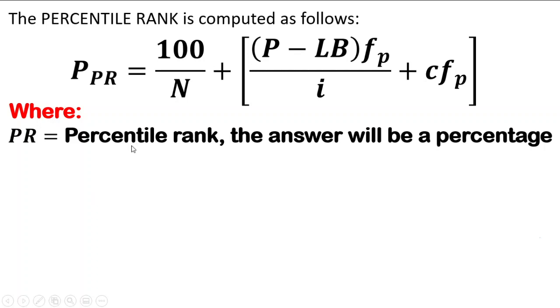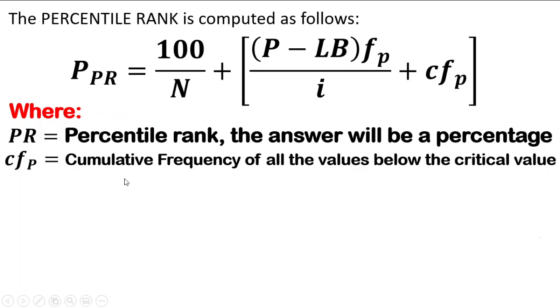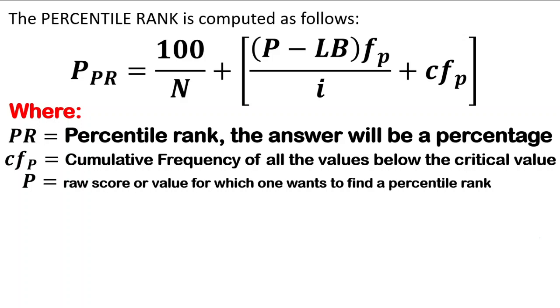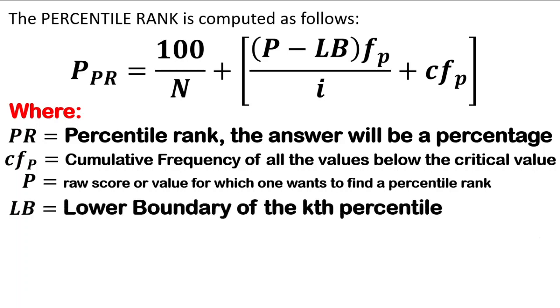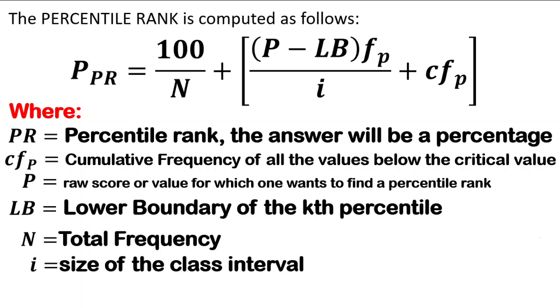Now, PR is just simply the unknown percentile that you are looking for. Now, this is the cumulative frequency of all the values below the critical level or critical value. Capital letter P is the raw score or value for which one wants to find the percentile rank. LB is the lower boundary of the unknown percentile. N is the total frequency. I is the size of the class interval.